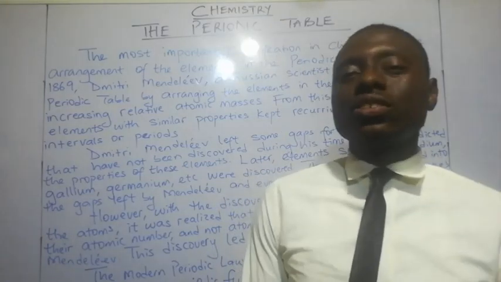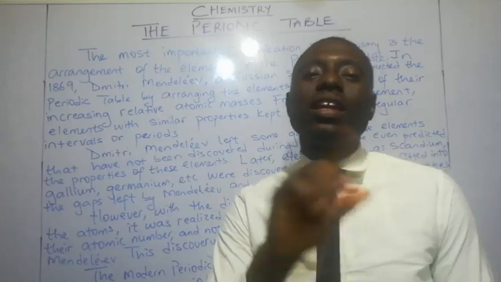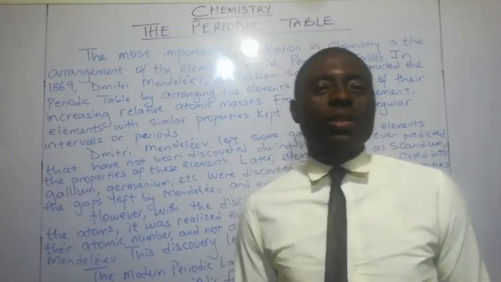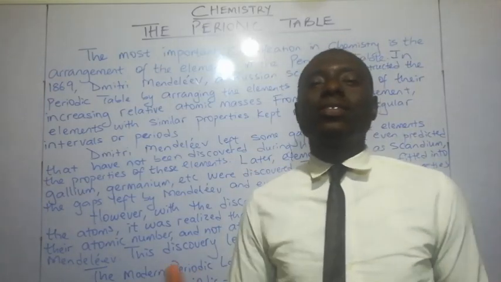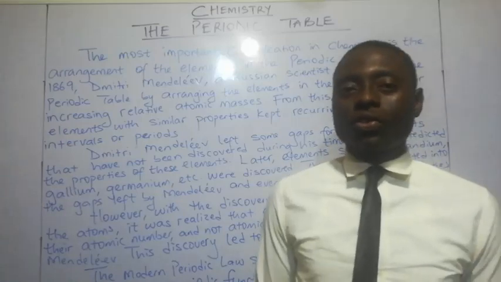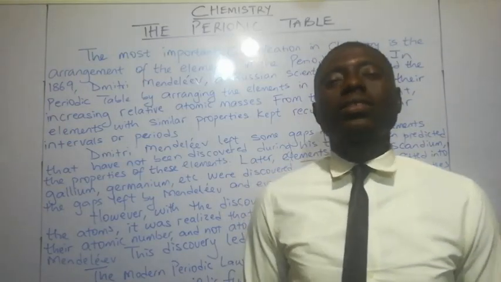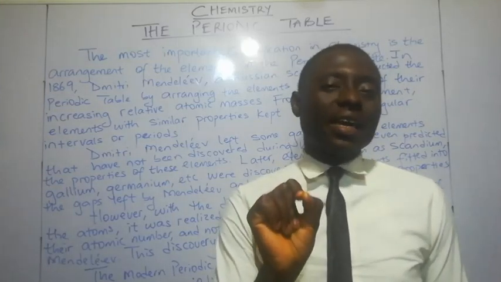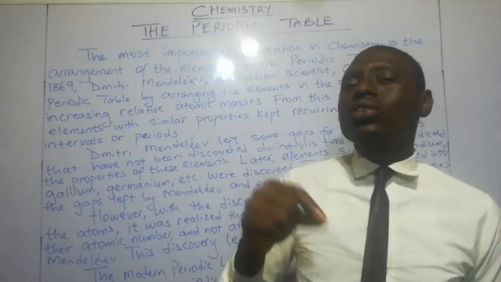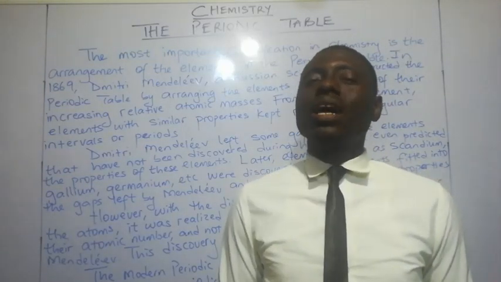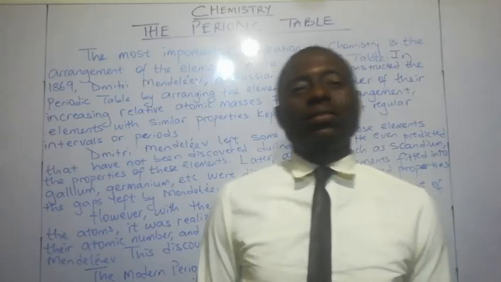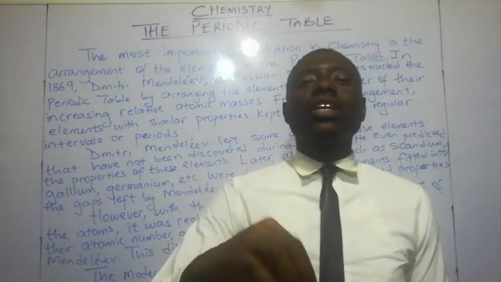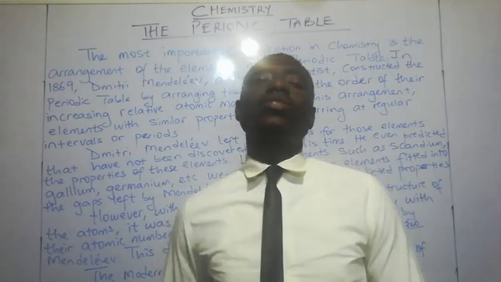electronic configuration, which is just simply the way you arrange electrons around an atom. The way you arrange electrons around an atom is called electronic configuration, and we are still going to discuss that. So, with the discovery of electronic configuration, it became clear that it is not according to the atomic mass, but according to the atomic number. It is not according to the atomic masses rather, but according to the atomic numbers.